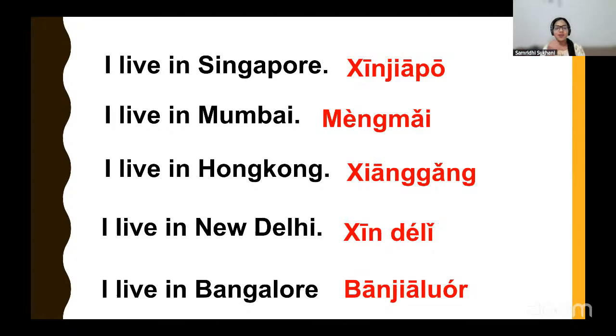Okay, so please note down these vocabularies: Xinjiapo, Mengmai, Xianggang, Xindeli, Banjialuo. Because in every class I'm gonna ask you guys to ask each other questions. So having this vocab bank will help you frame different questions to each other. Next time, maybe Dheeraj can ask Prakhar, Ni zhu zai Mengmai ma? Do you live in Mumbai? So, all of that.